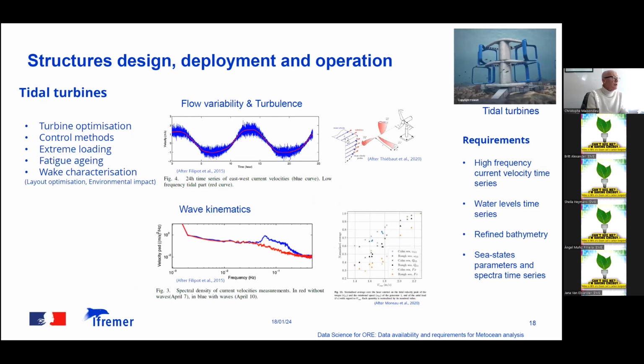When we look at tidal turbines, the objectives are relatively similar. We seek to optimize the turbines. We also have to adapt the control methods. The turbines and the blades are to withstand extreme loading as well, and fatigue aging. And when we consider farms of these tidal turbines, we also have to characterize the wake of the turbines. This is to optimize the layout, because downstream turbines might be impacted by the wake of the upstream turbines, and this also, of course, may have an impact on the environment.